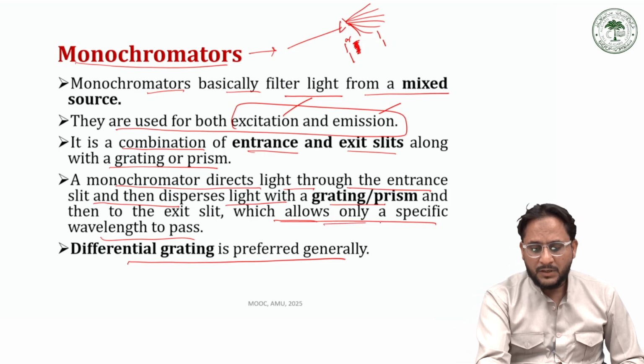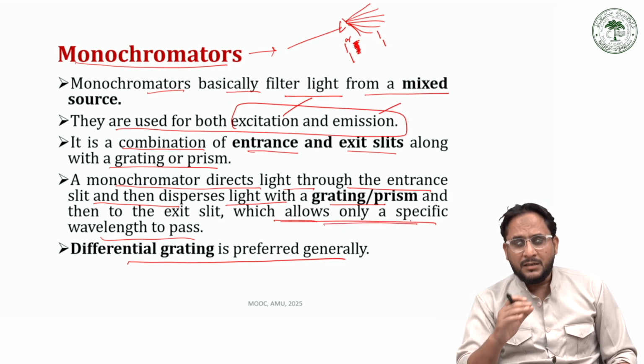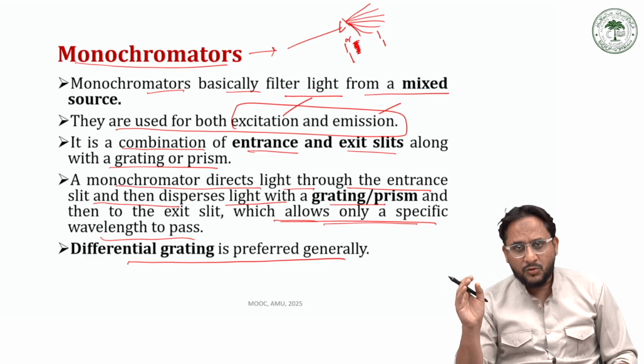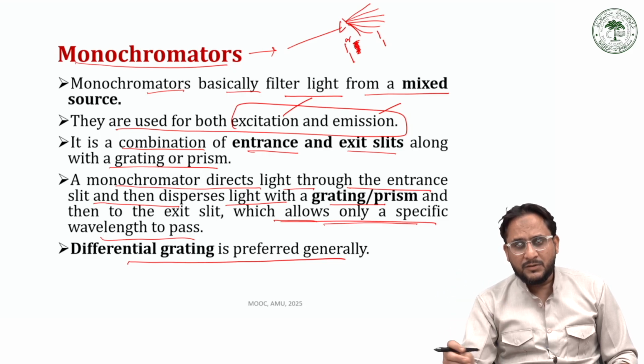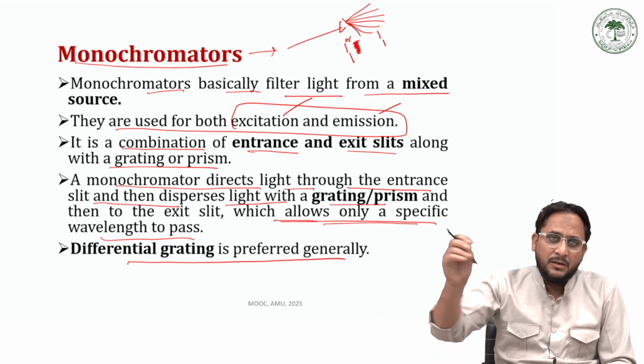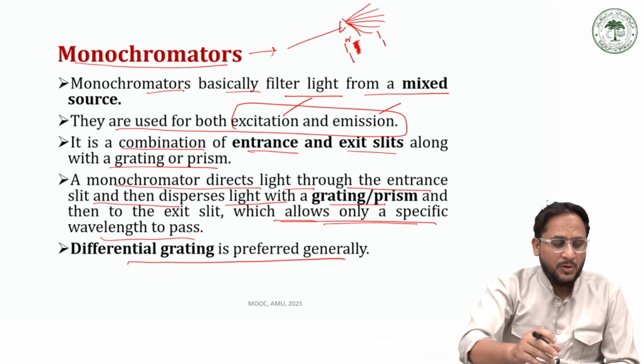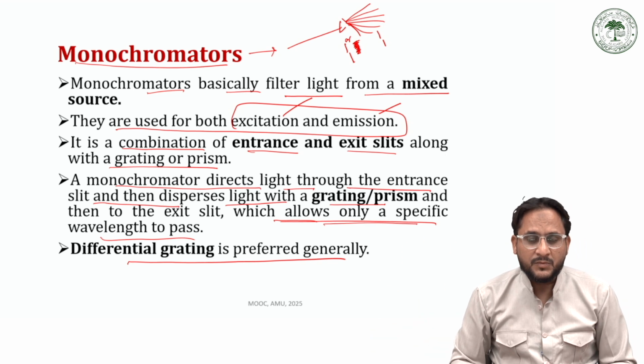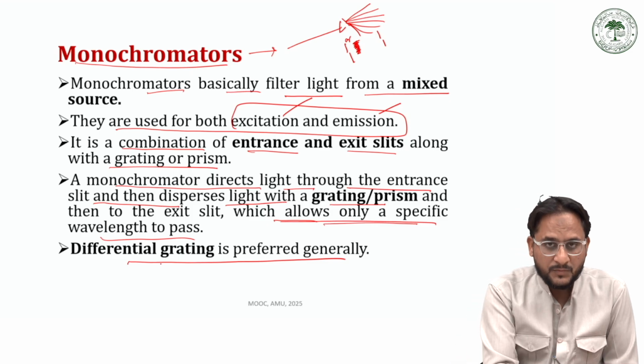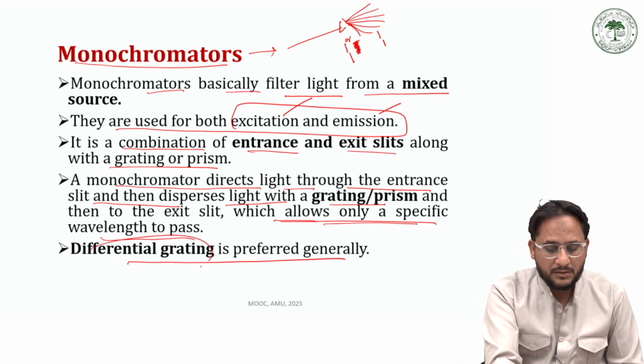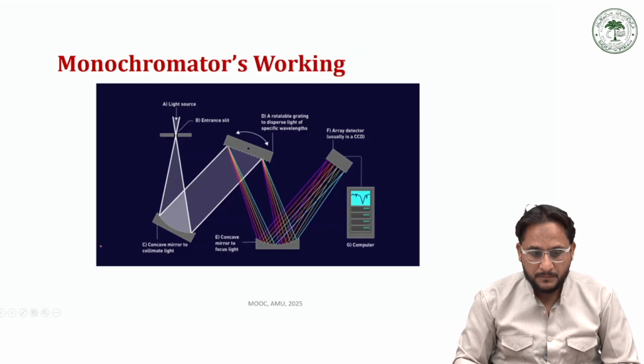Clear? So the emitted light again passes through a monochromator, which selects a few light radiations through the exit slit, and only those light radiations fall on the photomultiplier tube, causing the spectrum to form on the output device. A diffraction grating is quite preferred for this purpose.